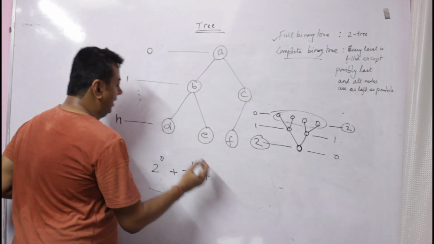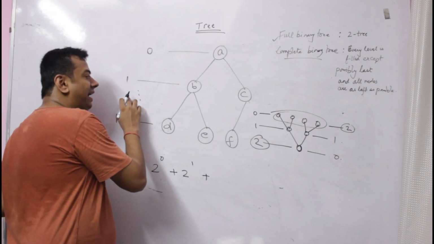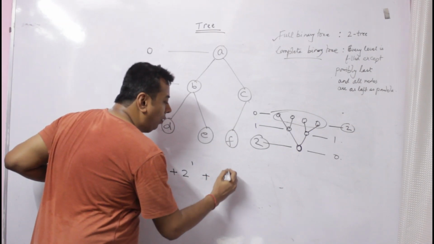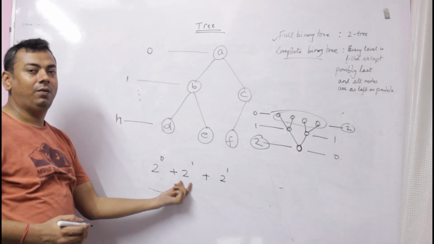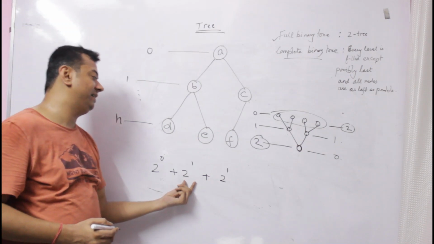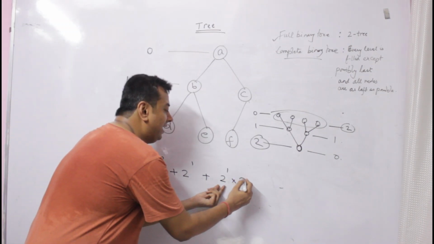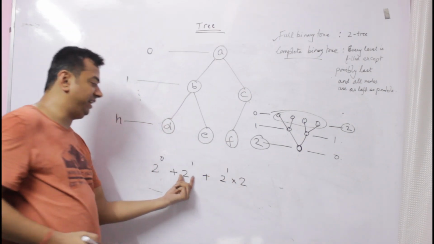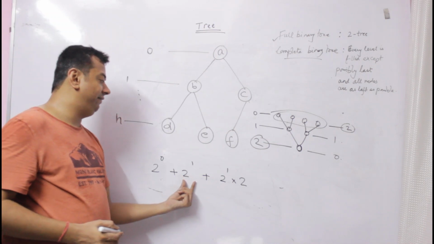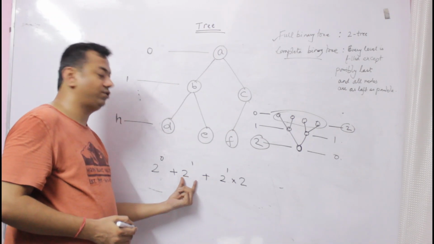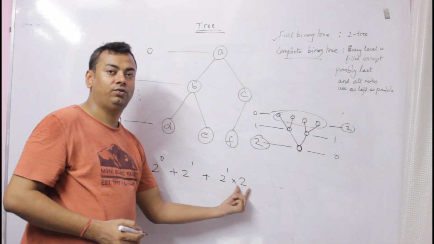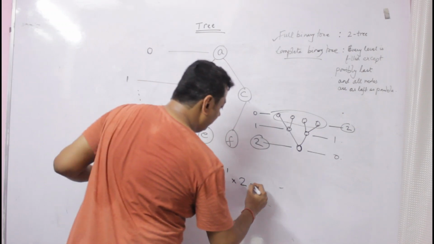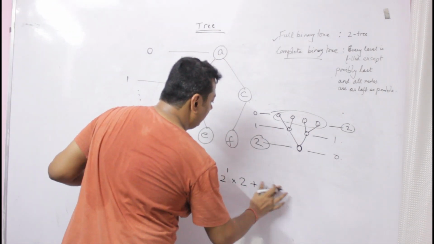What is the number of elements at level 2? Level 2 is whatever the previous total elements were, where each element has 2 more children. So this 2 raised to power 1 was the previous node, and we multiplied each of these 2 raised to power 1 by 2, assuming it has 2 children, and so on.